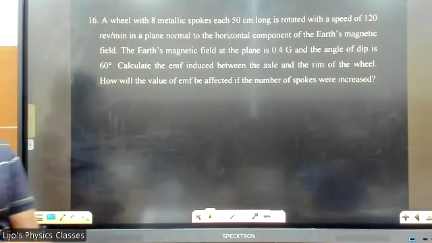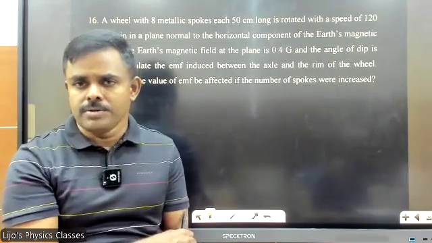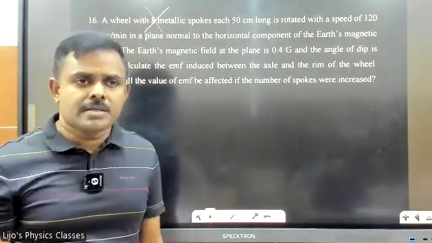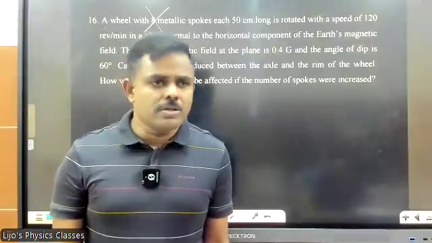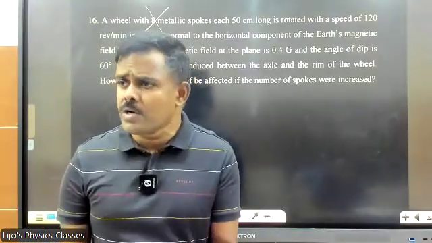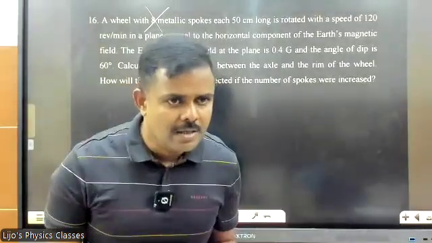16th question. A wheel with 8 metallic spokes. Does that matter to you? No. Okay, this 8 metallic spokes, it is irrelevant. Number of spokes is not to be counted, right? Be it 1 spoke, 10 spokes, 1,000 spokes, 10,000 spokes, even 1,000,000 spokes, answer will be the same. Got it?